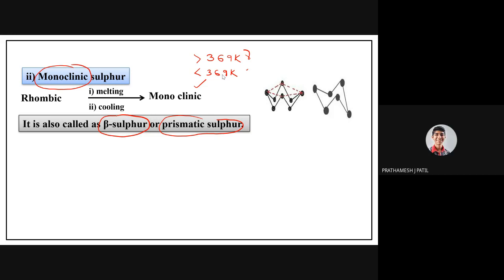Beta sulfur. Alpha form. We are going to get the alpha form. Sorry, here we have to write beta. Beta form. Alpha and beta forms are interchangeable at what temperature? That temperature is called the transitional temperature.